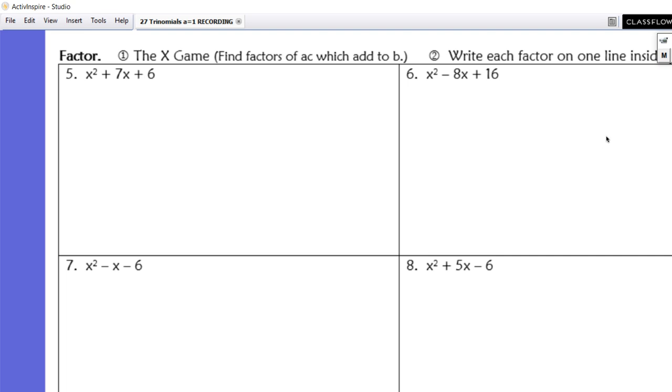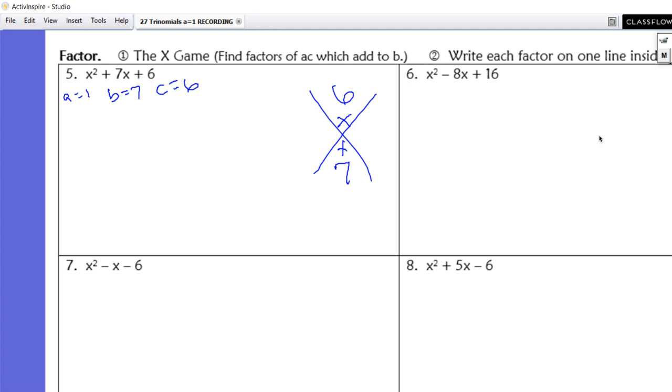So I'm going to start off by doing my big X structure. We did a times right there and a plus right there. We need to know our ABCs. In the first problem, A is equal to 1, B is equal to 7, and C is equal to 6. A times C, I'm going to think 1 times 6, and I need to add to 7, because that's B.